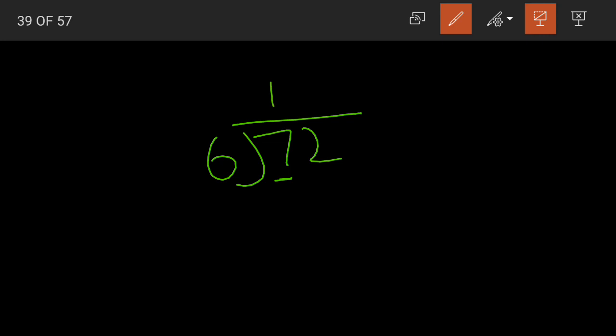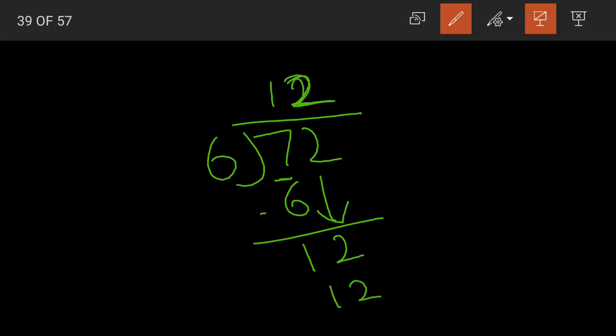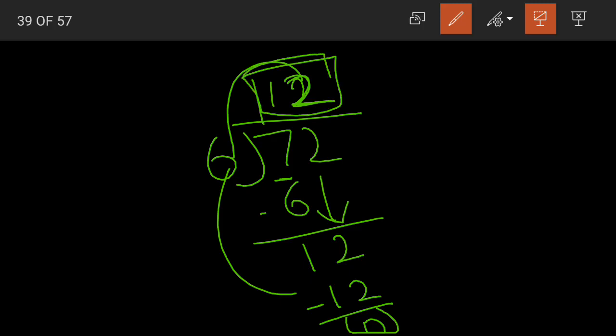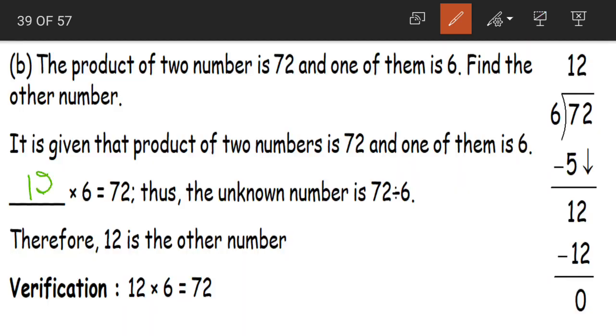We have 7 first, 6 ones are 6. When we subtract, 1 is remaining, bringing the other digit down, that is 2. And when does 12 come in the 6 table? 6 2s are 12. Remember to write it in the quotient. 6 2s are 12. Then what should we do, children? Subtract. When we subtract, 0 will be our remainder. Clear? So what is the other number here? 12, the quotient. Okay, always remember in division what is our required answer? Quotient becomes our required answer. So here 12 is our missing number.